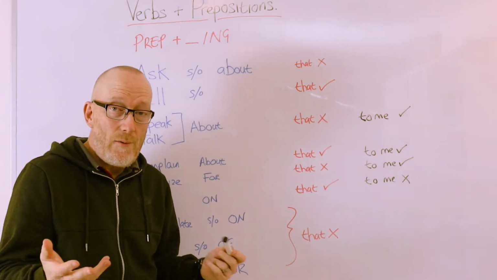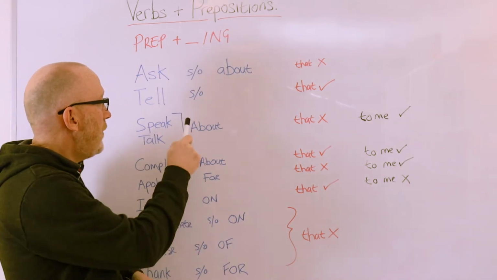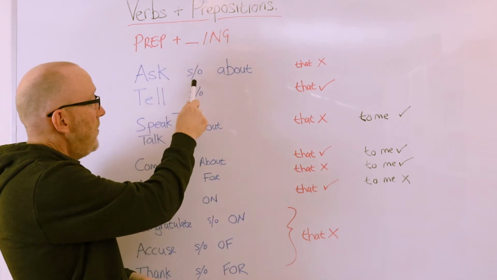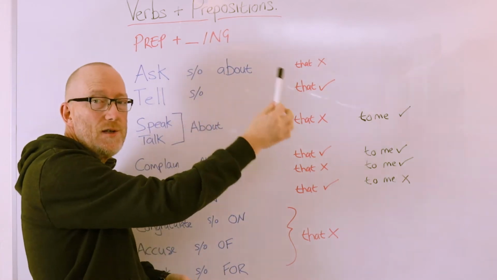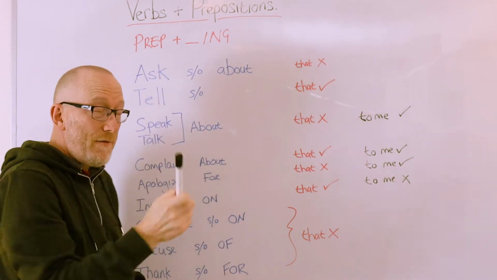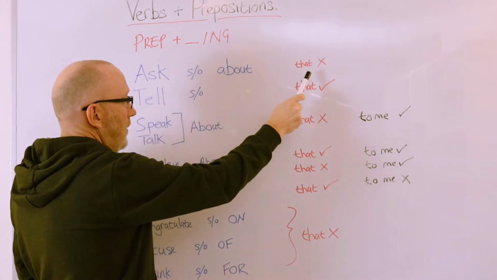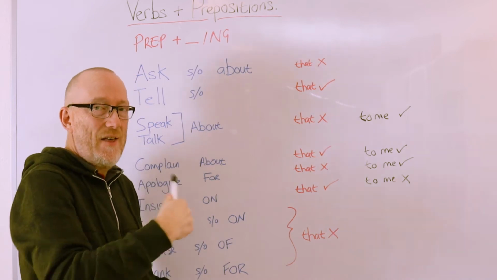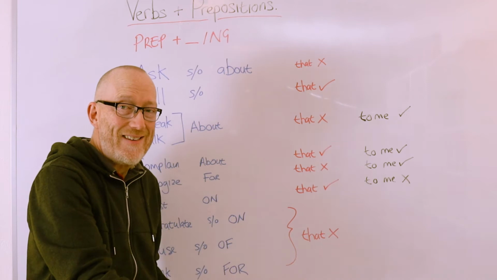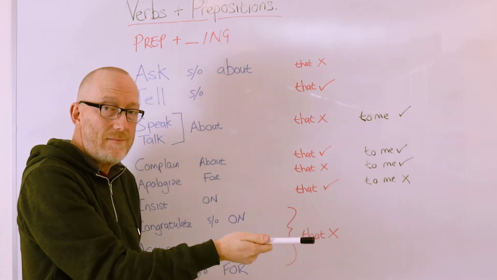Right, so verbs and prepositions. We're looking at these within reported speech again. Ask and tell are going to be followed by an object, somebody or someone. So you can ask someone or tell someone about something. Yeah? The only different thing to remember between ask and tell is that with ask, you cannot use that. You cannot ask that someone does something, but you can tell someone that. Okay? So you ask about, but you can tell that.